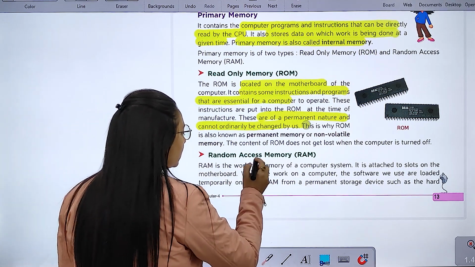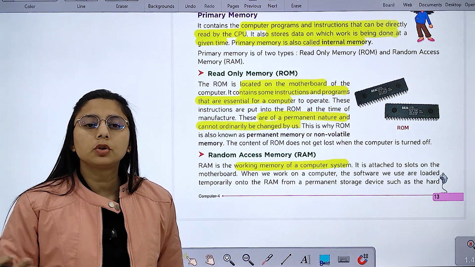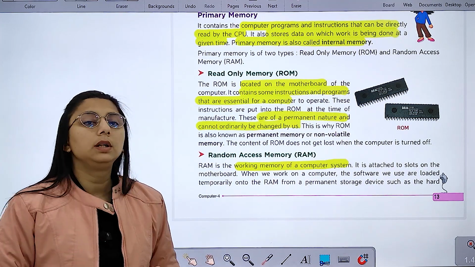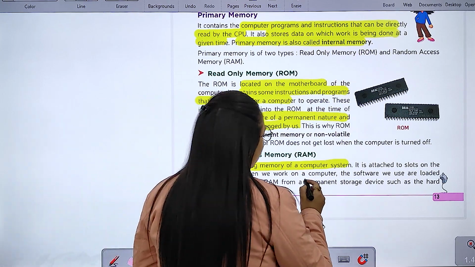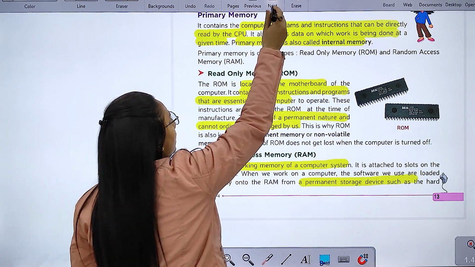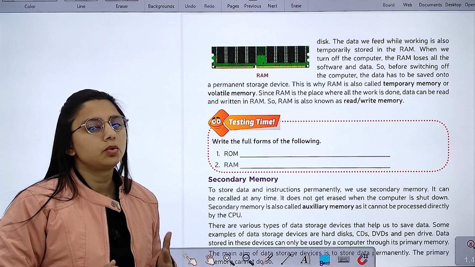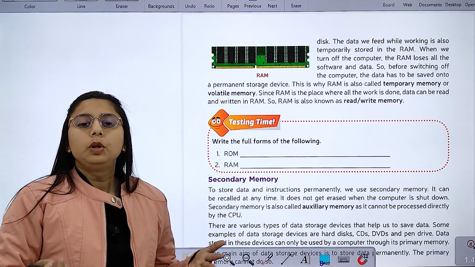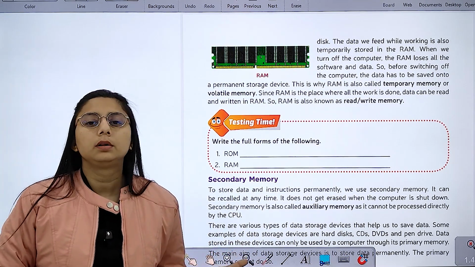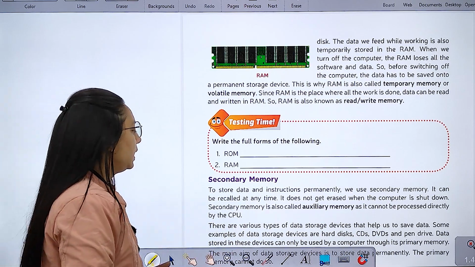Now RAM, random access memory, is the working memory of the computer system. It is attached to the slots on the motherboard, and when we work on the computer, the software we use is loaded temporarily into the RAM from a permanent storage device, like the hard disk. The data we feed while working gets stored in the secondary memory. Even if the computer is off, that memory remains there. This is why RAM is called temporary memory and ROM is called permanent memory.